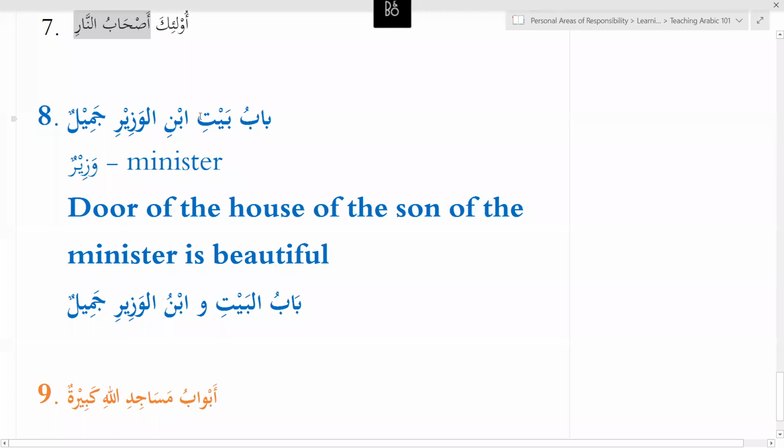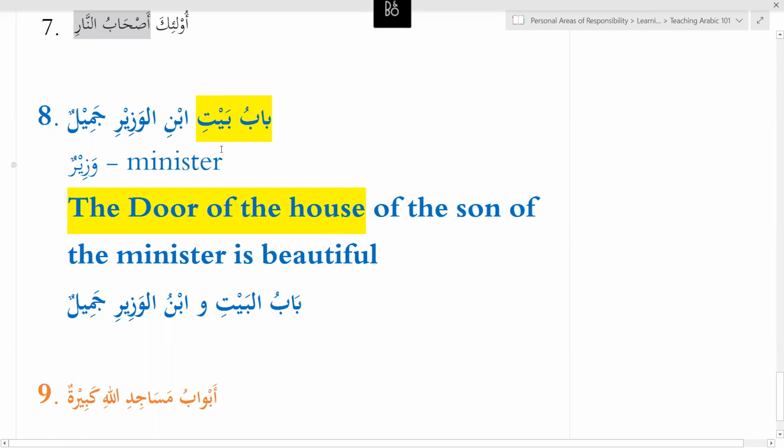Now I have Babu Baiti. There's one of here. So this is door of house. Okay, forget the door, we'll come to the door next. Now it would be Babul Baiti, but because I want to put another of, I'll remove the al. Remember, if I put an of, the word before the of cannot have al. So if I say door of the house, it is Bab, not al Bab. So Bab is only Bab, no al Bab, no Babu.